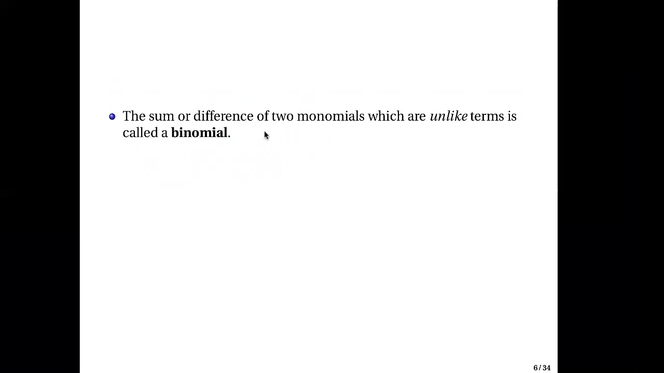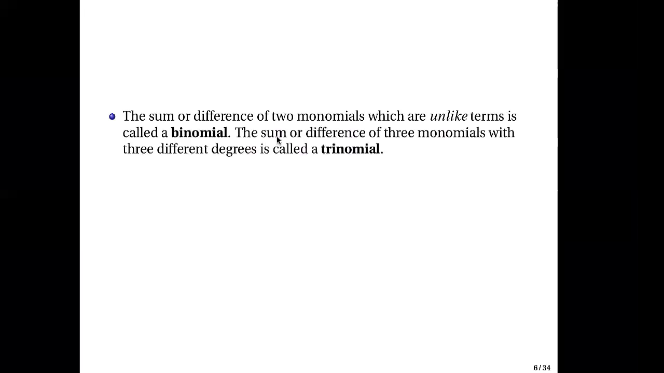If we add or subtract two monomials which are unlike terms, then what we will get is called a binomial. From the word mono, single, this time we will have binomial, from the prefix bi, meaning two. The sum or difference of three monomials with three different degrees, we call a trinomial. So definitely they are all not like terms to each other. But we have three monomials, so we call the sum or difference a trinomial. Again, the prefix tri tells us we have three monomials in the sum or difference.